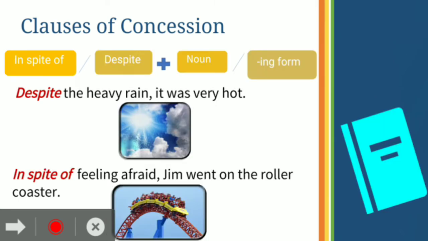Then we have the next clause of concession, and the structure is in spite of or despite plus the noun or the ing form of the verb. For example, despite the heavy rain, it was very hot. If you can see here, we use despite, and then the noun. Then we have the other example that says, in spite of feeling afraid, Jim went on the roller coaster. If you can see here, we use in spite of and then the ing form of the verb feel.